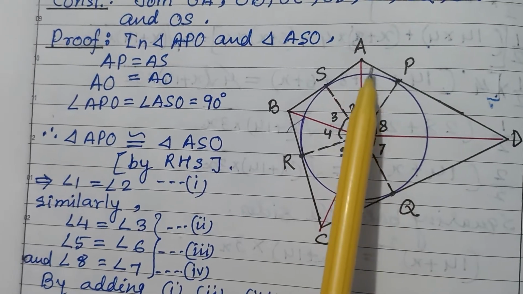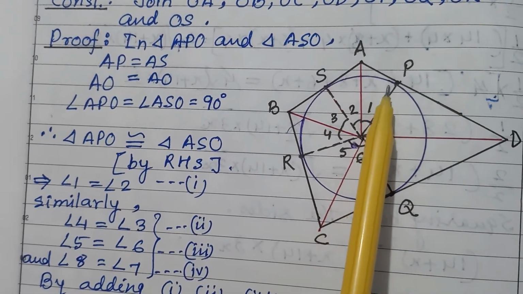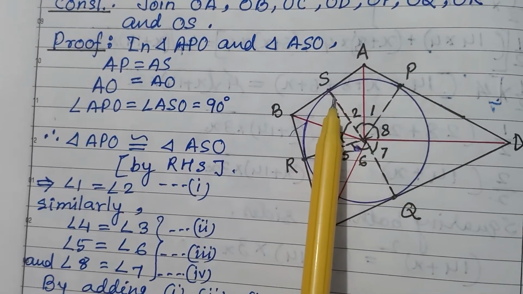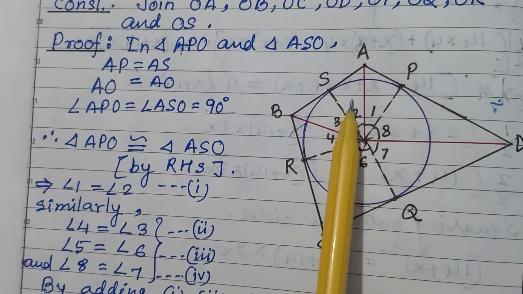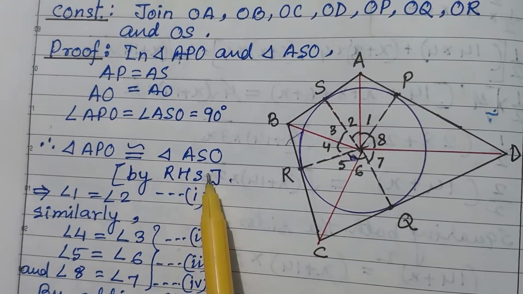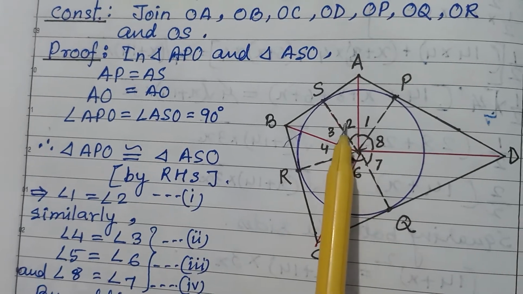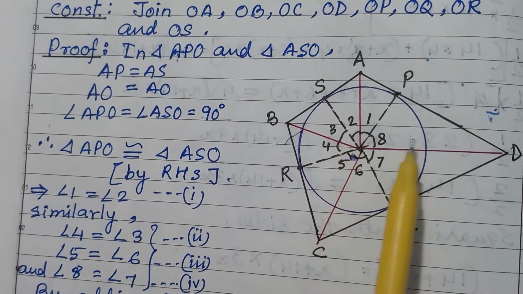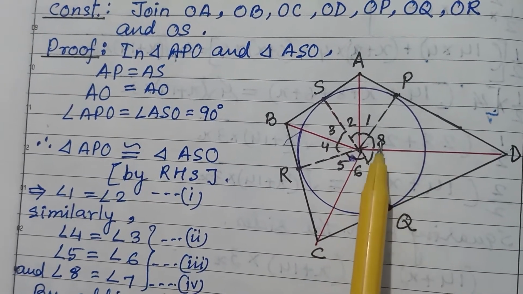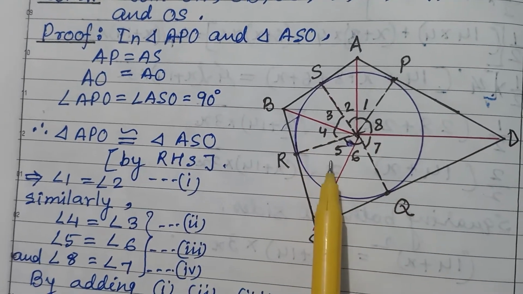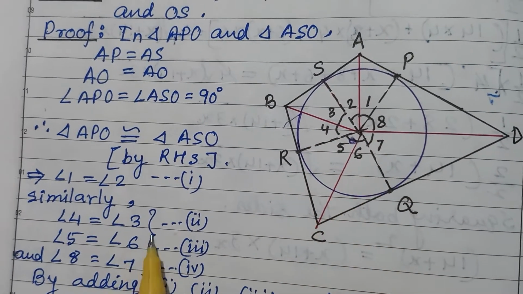Angle APO is 90 degrees, and this is also 90 degrees. By the RHS congruency property, these two triangles are congruent, therefore we can write angle 1 is equal to angle 2. Similarly, from these two triangles, angle 7 equals 8, angle 3 equals 4, angle 5 equals 6.